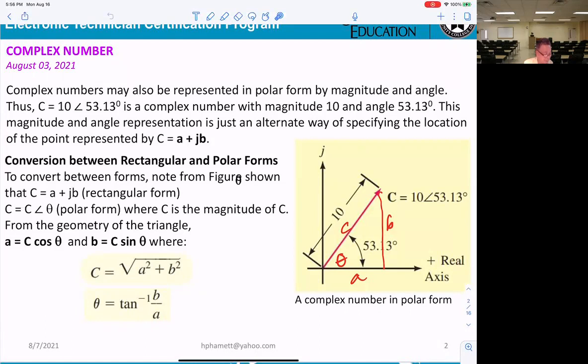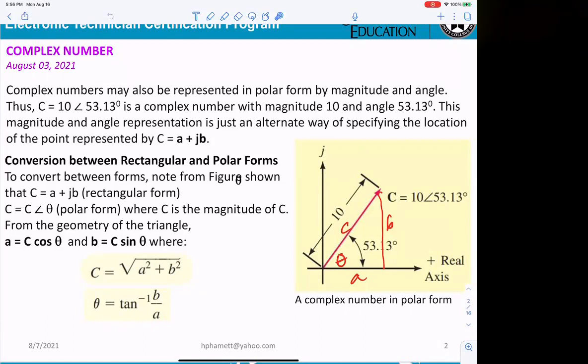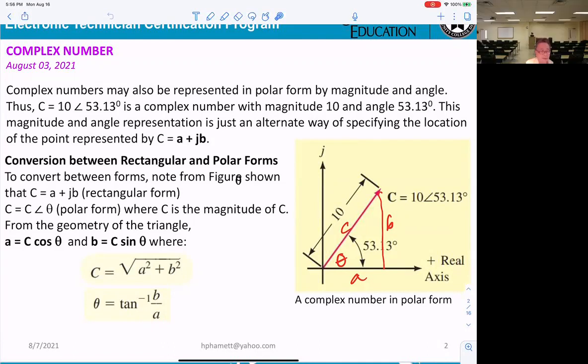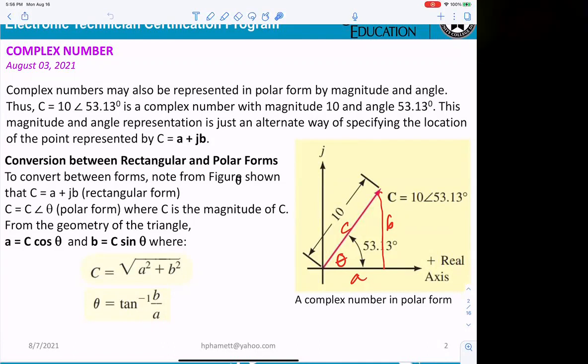So, Mr. Pham, yeah, go ahead. Is A always on the bottom? In other words, A is always on the x-axis, and B is on the y-axis? Right. A will be the real. Okay, thank you.